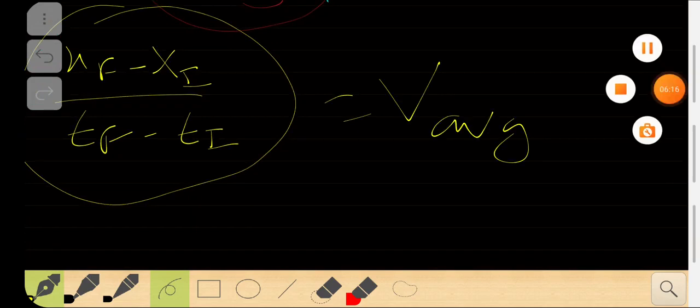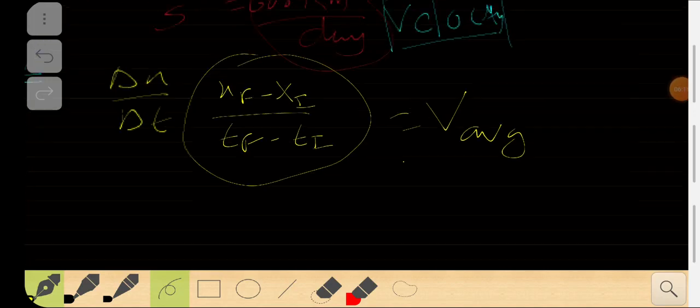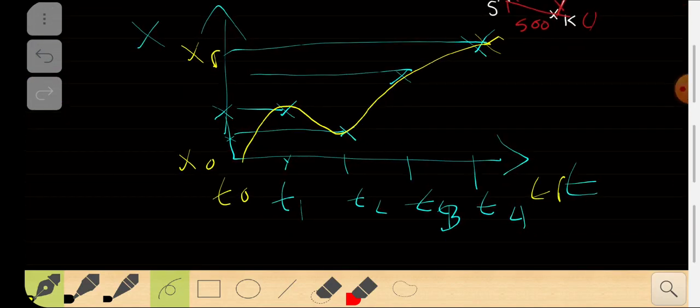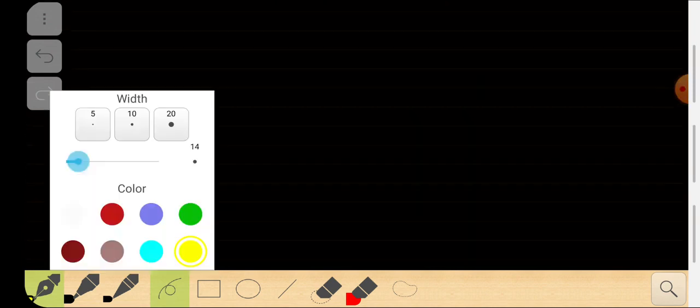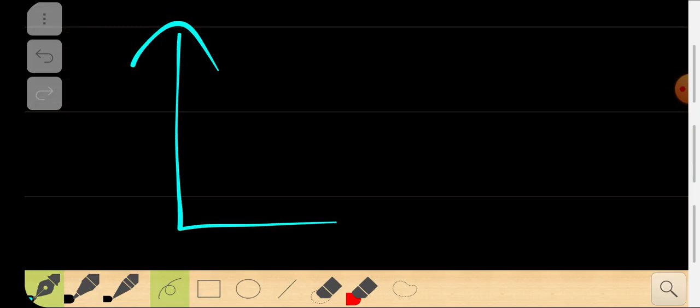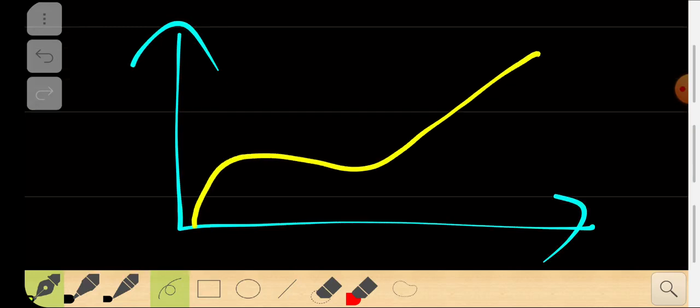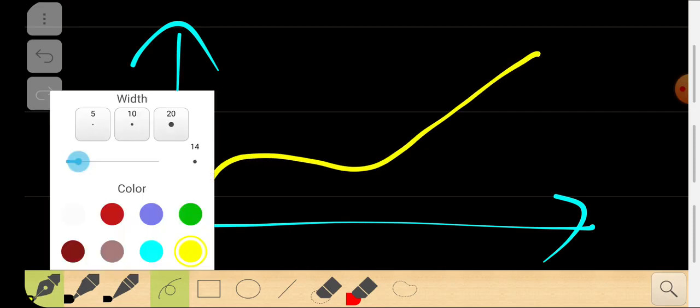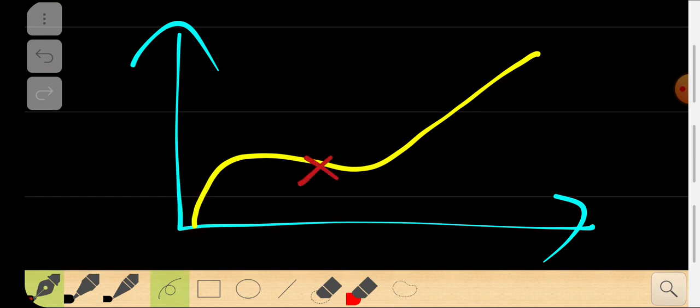Now if we want to find out the instantaneous velocity at each point, I'm going to redraw this graph just like that for convincing you that this was the plot. Now the plot looks something like this. So at some points in this graph you want to find out the instantaneous velocities. This is what you're interested in.